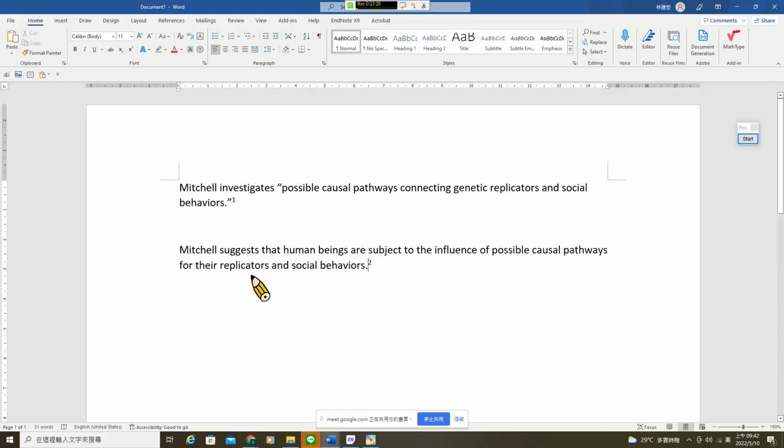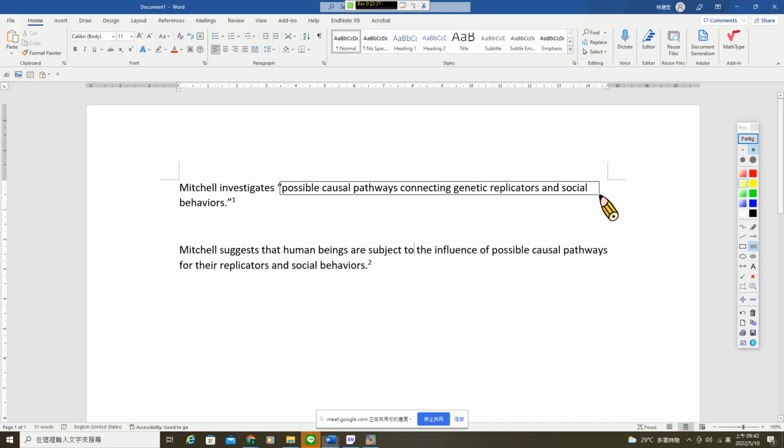Okay, let's see the difference between this one and this one. The citation part for this one is possible causal pathway connecting genetic replicator and social behaviors, because we have clearly identified the beginning and the ending. So this is the record. And the words here are the exact words from the original source.